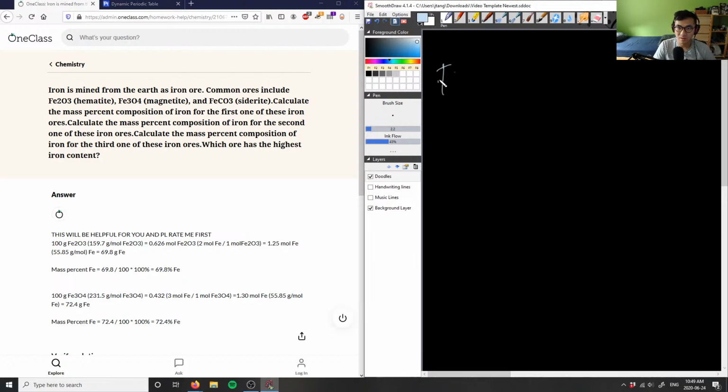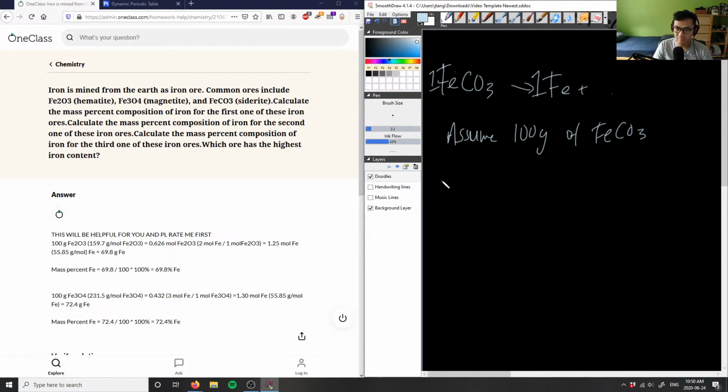So we have FeCO3. And again, you can think of this as it decomposes to Fe plus either CO3 or CO2, but we don't really care about the carbonate here. And in this case here, we can see that this is a 1-to-1 ratio. So you don't have to worry about converting the mole ratio here. So again, we're assuming 100 grams of FeCO3.